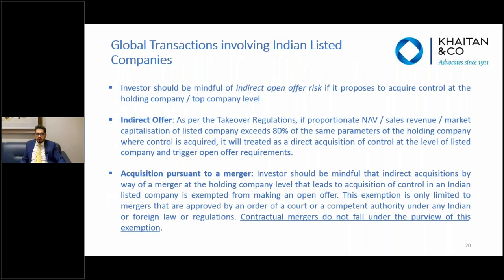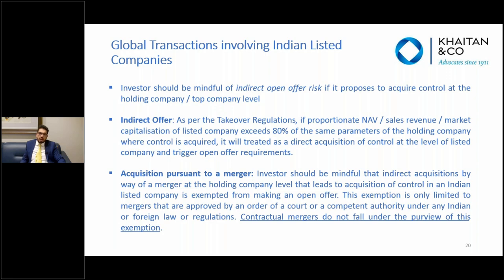I've already mentioned a lot about global transactions, and I want to share an example which we dealt with in our experience. So in the case of Axelia Kale, while it was a global transaction and we were all at ease that it would have a more relaxed timeline after the initial announcement, after all financials were analyzed, it was noted that because it was crossing the 80% threshold of the NAV, sales revenue, market capitalization, it was actually deemed to be a direct offer, and therefore all the timelines were applicable as if it was a direct acquisition.